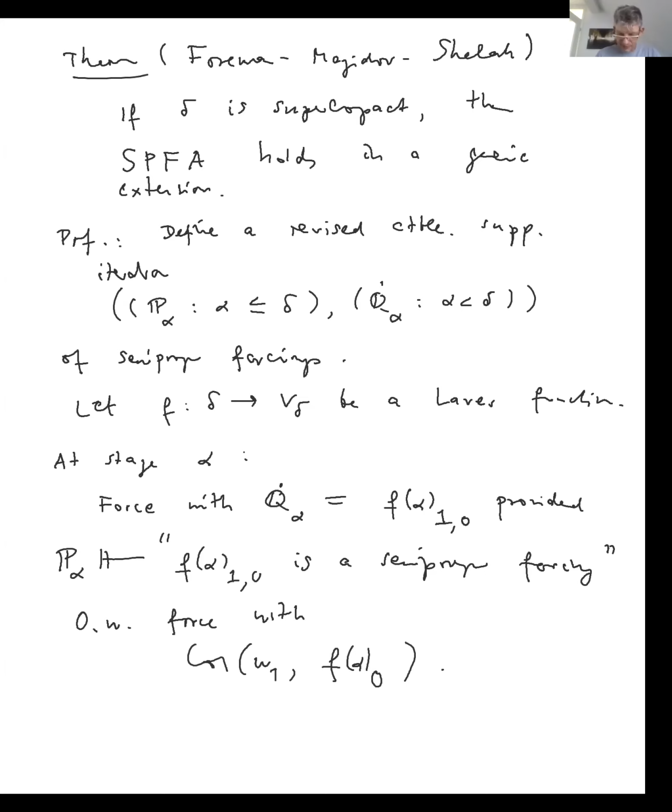Now we have a quarter of an hour left until the break. So this is a very easy way to define an iteration. Modulo everything we discussed today, everything is fine, so this is a very nicely behaved iteration. The iteration is semi-proper because we only use semi-proper forcings. And what we want to verify now is that the semi-proper forcing axiom holds true in the extension.